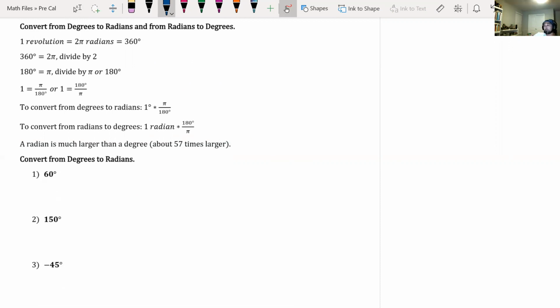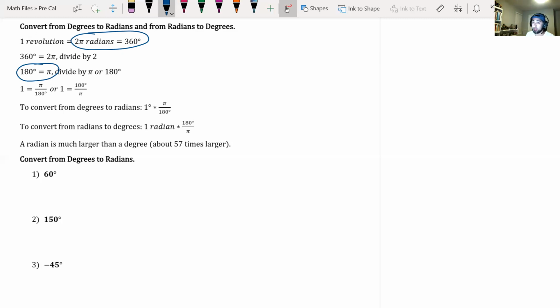So if we ever have to convert from degrees to radians or radians to degrees, here is the formula we would use. First we make the ratio. We know that 1 revolution is equal to 2 pi radians or 360 degrees. If you divide that ratio by 2, you get that 180 degrees is equal to pi, which is true. Pi radians is equivalent to 180 degrees.